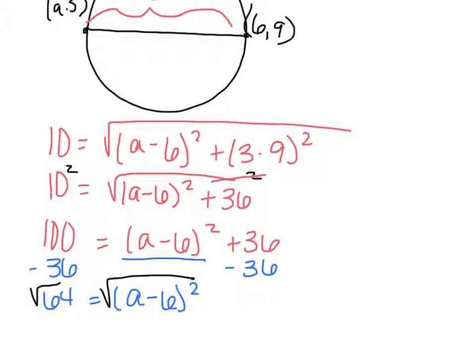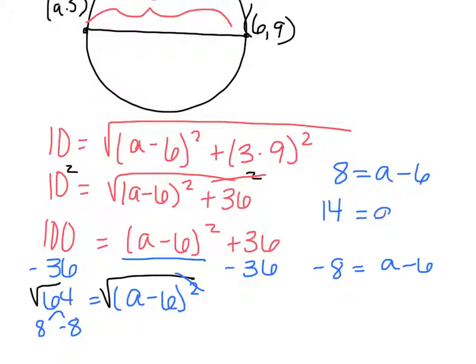So when I do that, this becomes 8 and negative 8. So I'm going to set up two equations. 8 equals a minus 6 and negative 8 equals a minus 6. So then if I solve both, a will equal 14 and a will also equal negative 2.